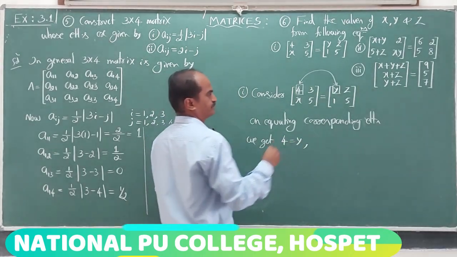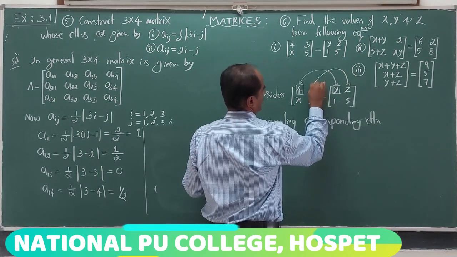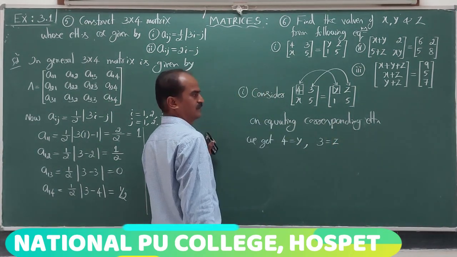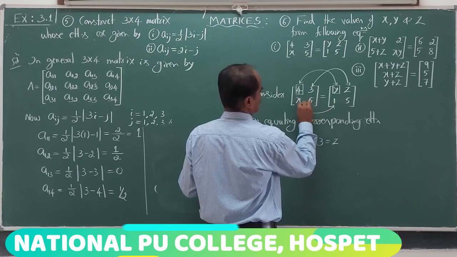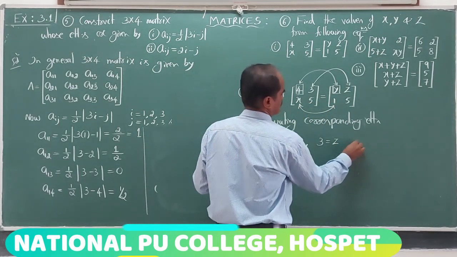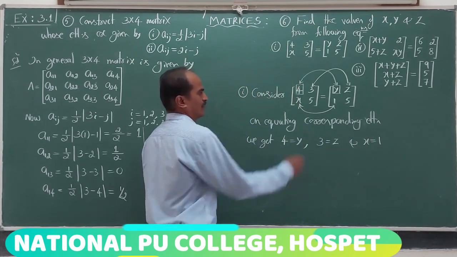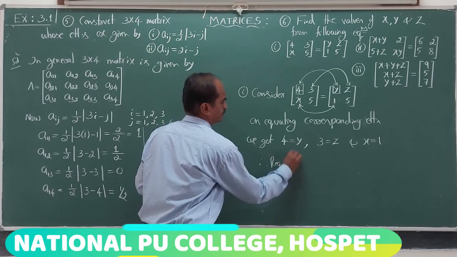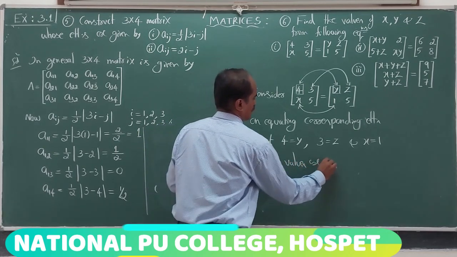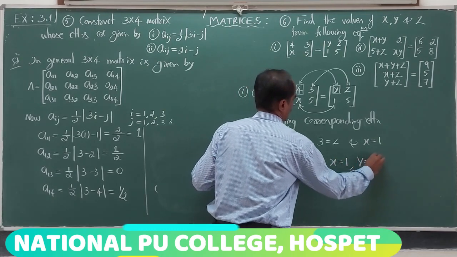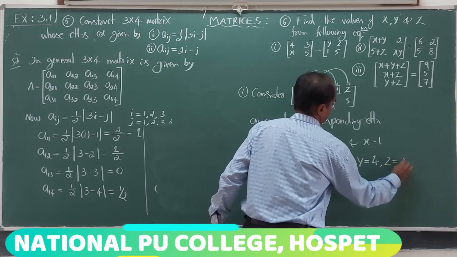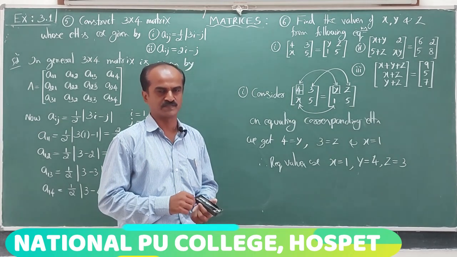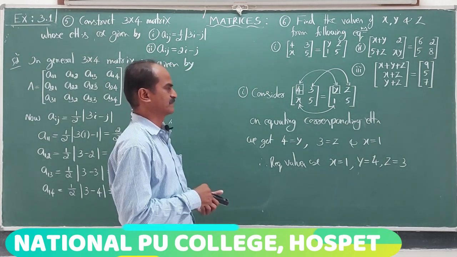Not only this, the element corresponding to 3 in the second matrix is z, so therefore 3 equal to z. Now the corresponding element for x in the second matrix is 1. Obviously these two elements are equal, therefore the required values are x equal to 1, y equal to 4, z value is 3. Just by equating the corresponding elements, we are able to find the values of x, y, z. Now let us take the second one.